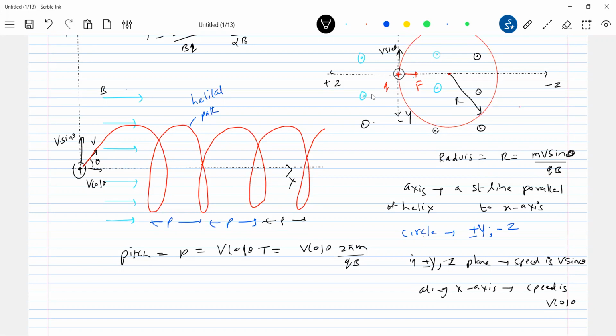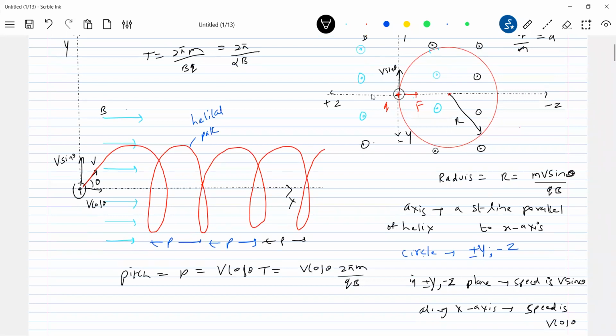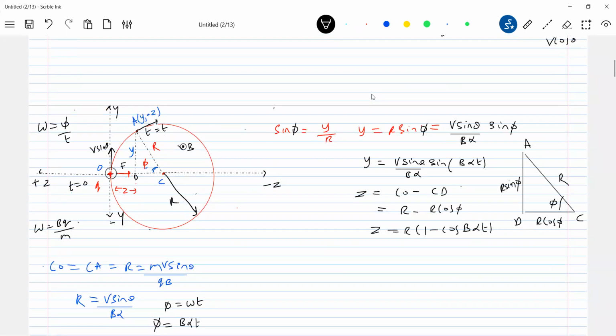So it is a very basic problem. If you can understand one problem, you can manage. Along x-axis, because there's no external force, v cos theta will remain the same. V sin theta in the y-z plane will remain constant here. So therefore, what is the x coordinate? We can write it directly. X coordinate should be equal to speed into time.